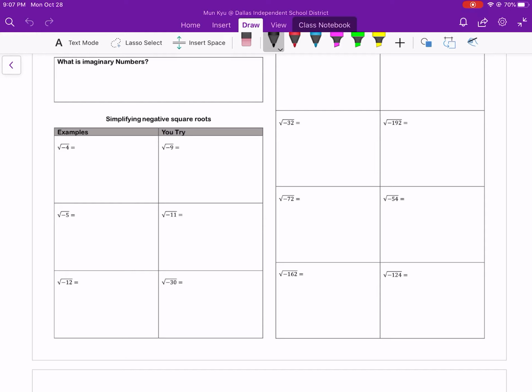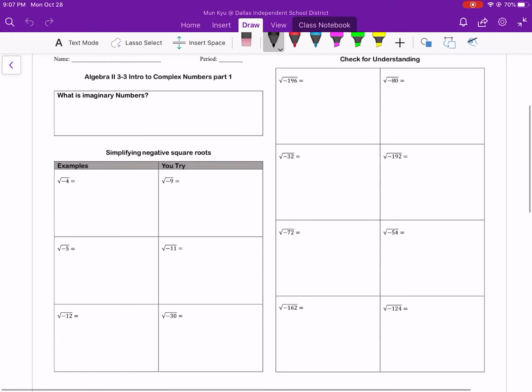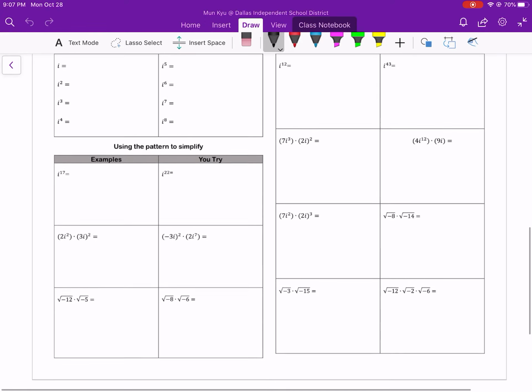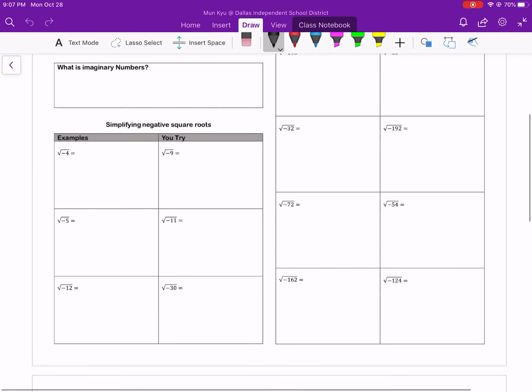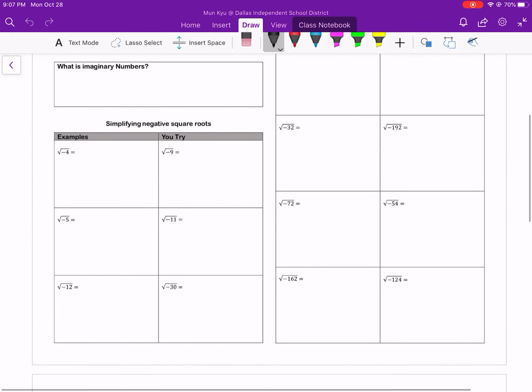In this video, I will show you how to simplify imaginary numbers. So if you look at this, this is the front side of the note and this is the back side. Here on the front side, I will go over these questions quickly. If you missed it, just pause it and run back to it because you have plenty of time here.